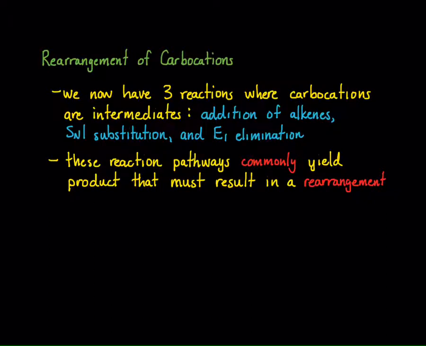What do I mean by that? Well, let's take a look at an example. Here I have 3-methyl-1-butene, and I'm reacting it with HCl. If I asked you to predict the product of this reaction, you would certainly, I hope by now, predict that the pi bond is going to attack the sigma star of HCl. I'm going to form a carbocation. The chloride is going to attack the carbocation. I'm going to get this.